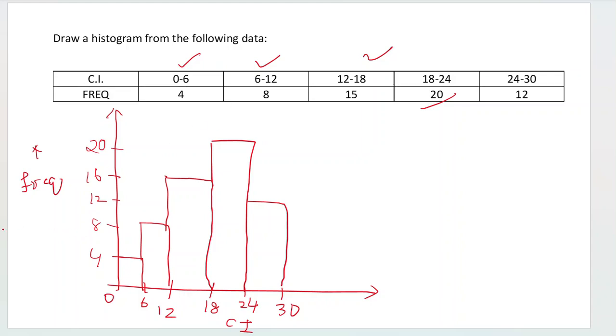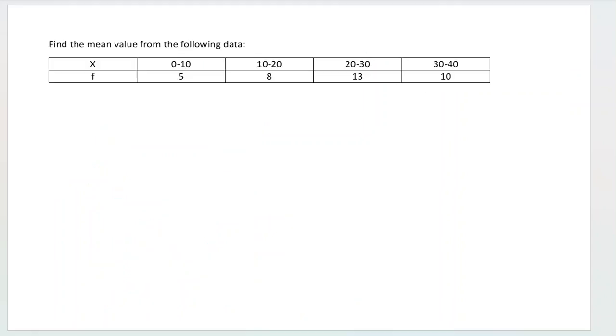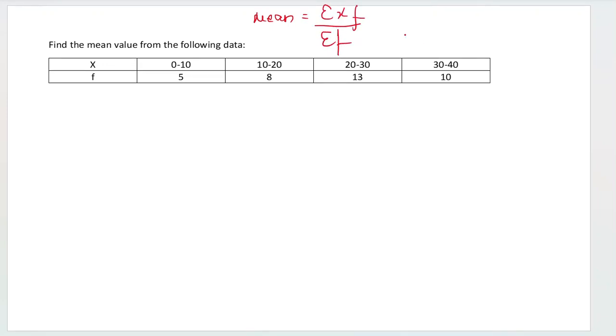Basically, in a histogram we have to draw class intervals on the x-axis and frequency on the y-axis, and represent the data using bars. Now we move ahead to finding the mean. Find the mean value from the following data. The formula for mean is summation of xf upon summation of f.